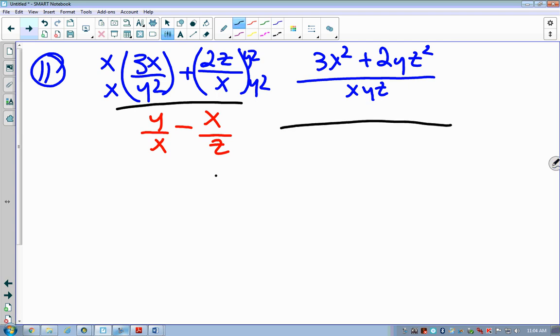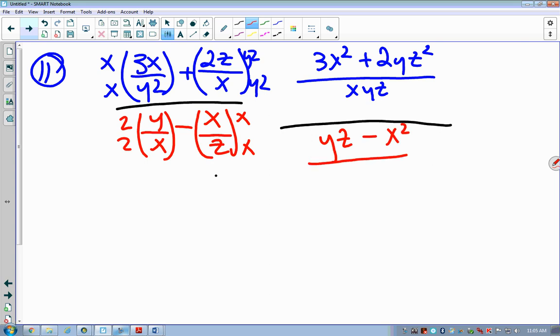Okay. All right. Then I'm going to have another division bar, and I'm going to try to do this down here. What's my common denominator there? zx. So I'm going to multiply z over z, x over x. That's going to give me yz minus x squared all over xz, correct?